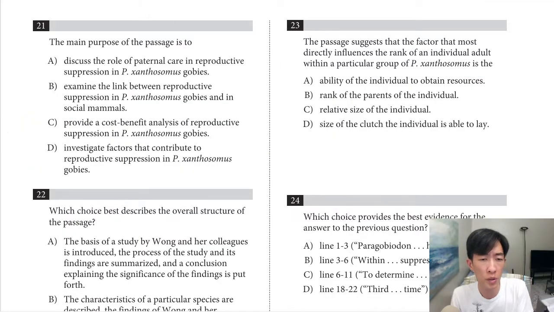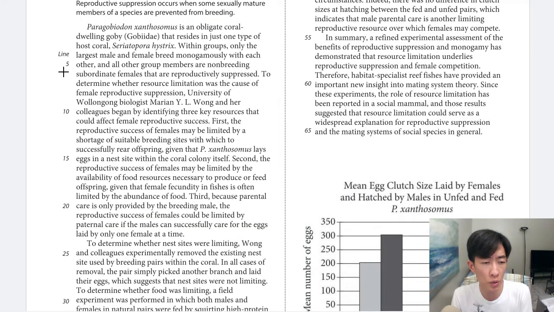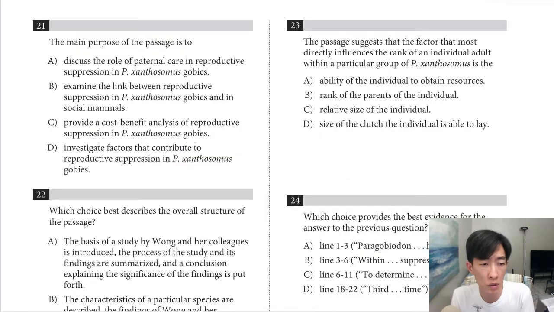Question 1, the main purpose of the passage is to, so remember that the research question was here in line 7 to determine whether resource limitation was the cause of female reproductive suppression. What did they do? They identified 3 key resources that could affect female reproductive success. They went through each of them in an experiment, and they got their conclusions from that. So the purpose of the passage is basically to answer this question, I would say, looking at the 3 key resources. So let's look at the answers.